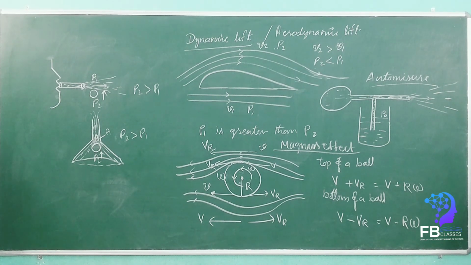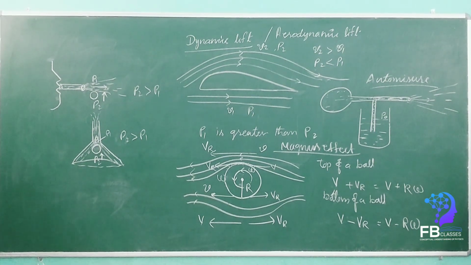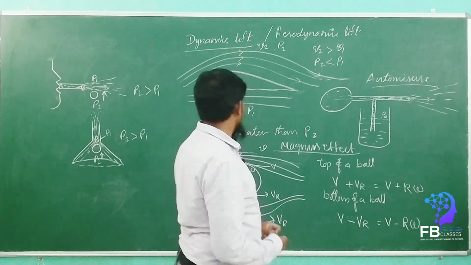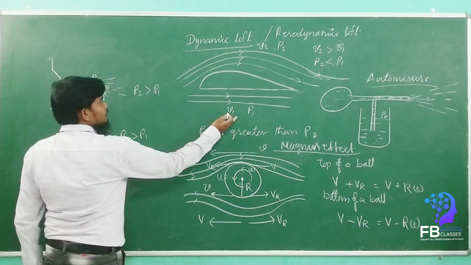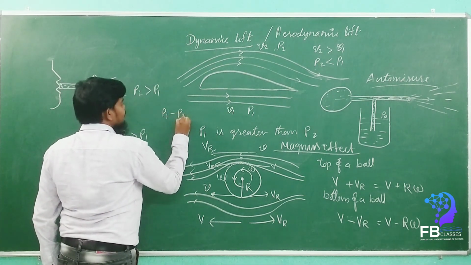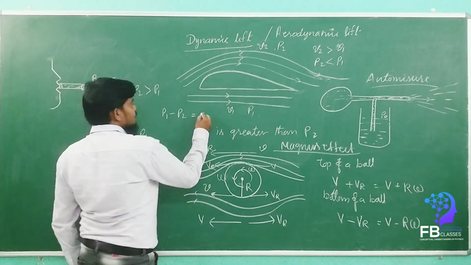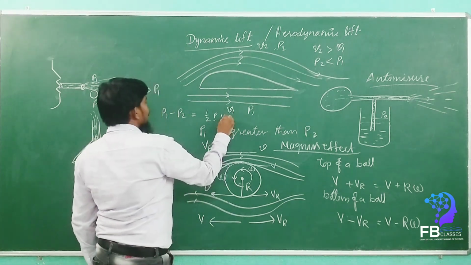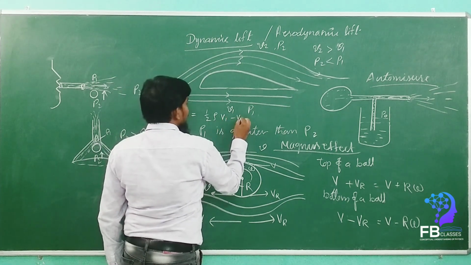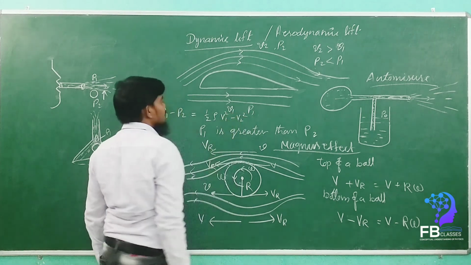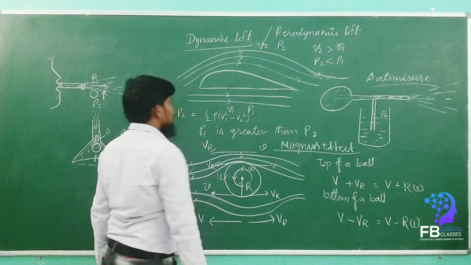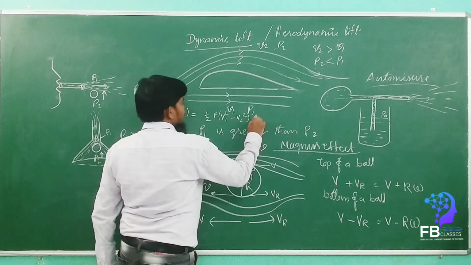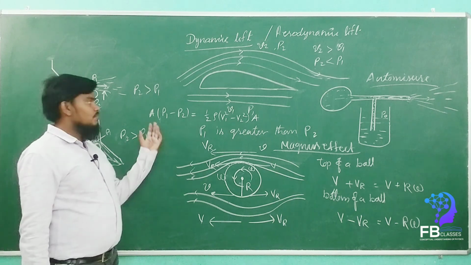Sir, what is the equation of dynamic lift? Dynamic lift. Simple. The pressure difference P1 minus P2 is equal to half rho, V1 square minus V2 square. Okay. So here is a force into A. Got it? So this is the equation.